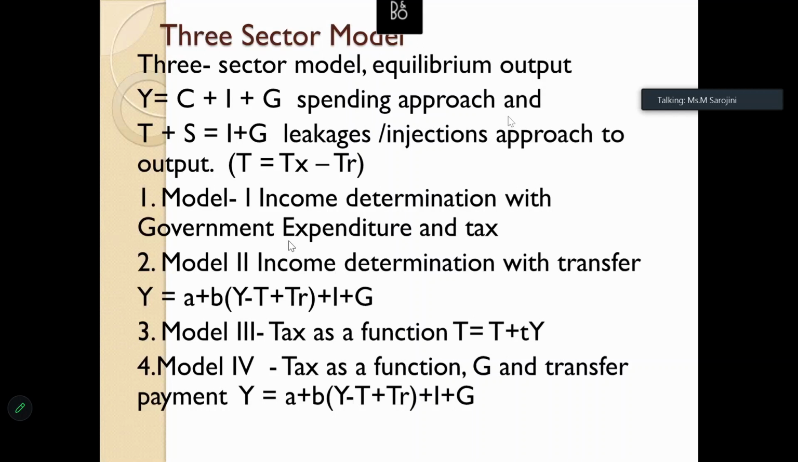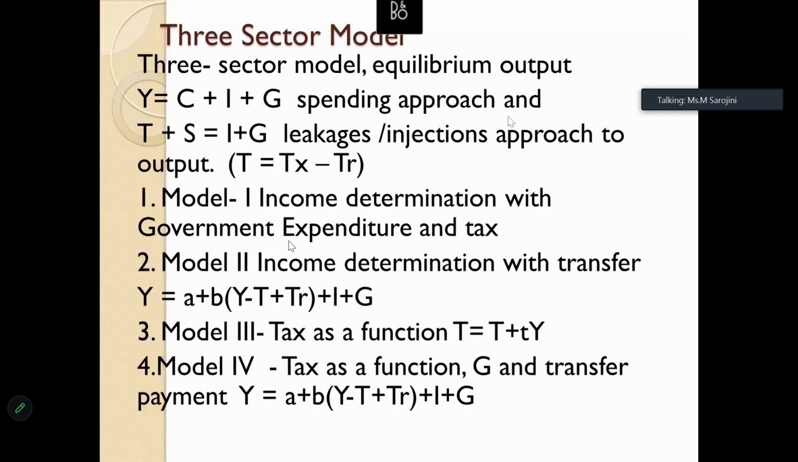The first model is income determination with government expenditure. The second model is income determination with government expenditure and taxes, right? The third model is income determination with transfer payments, right?